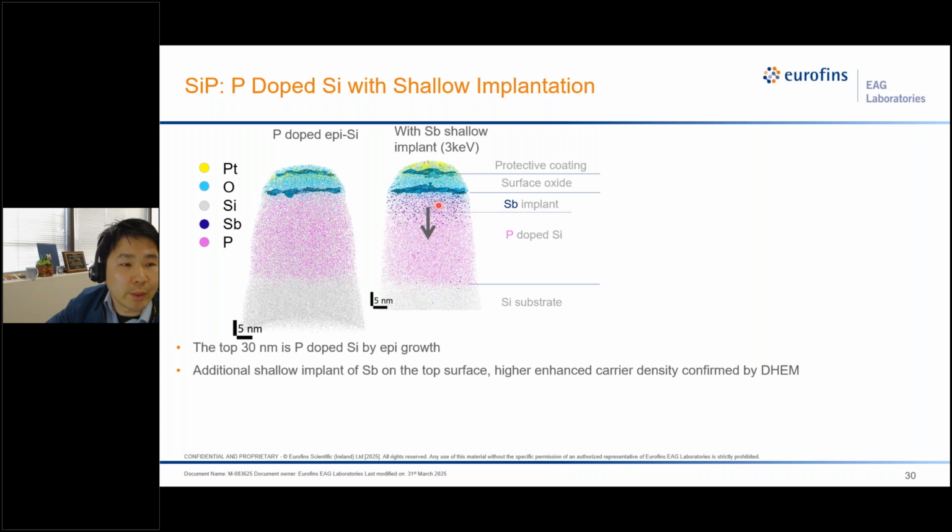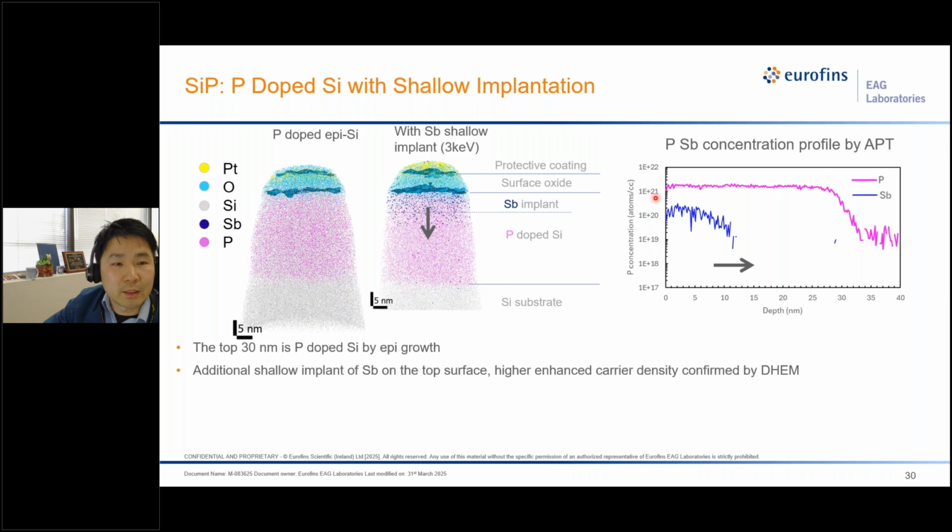So at EAG, we also performed a differential Hall effect metrology that confirms that higher dopant activity can be associated with the implantation of this small amount of antimony on the surface. To get a 1D concentration profile, we plotted the atomic density for phosphorus and antimony as a function of depth.